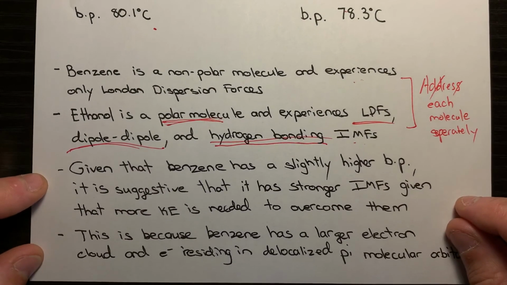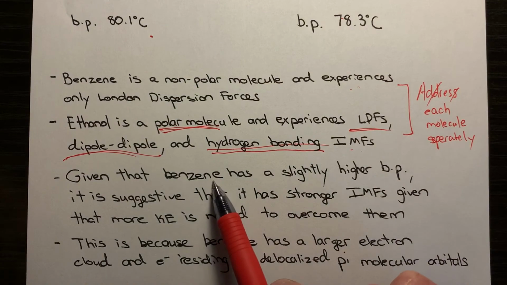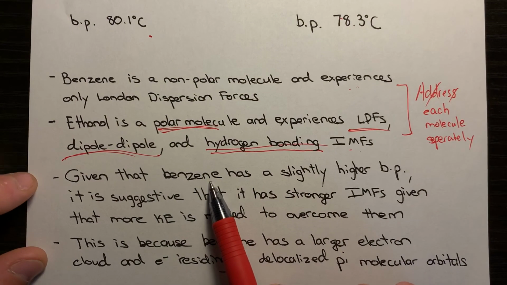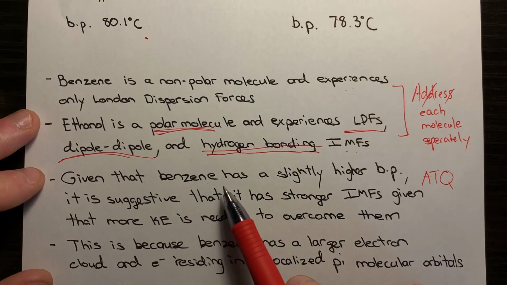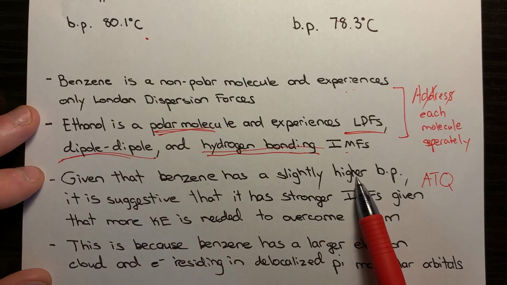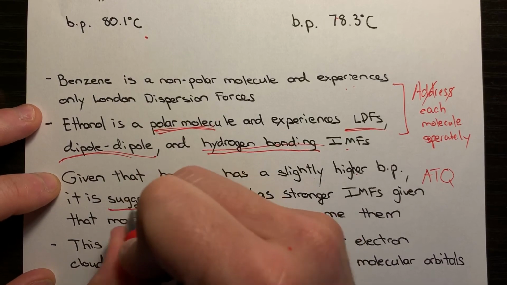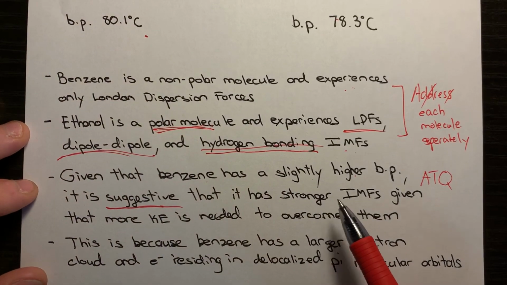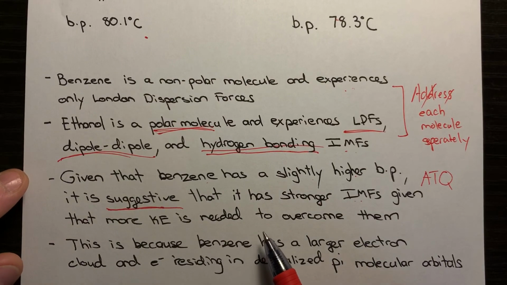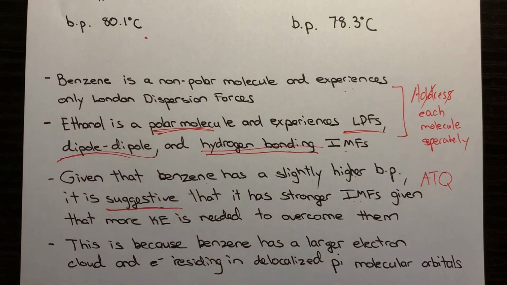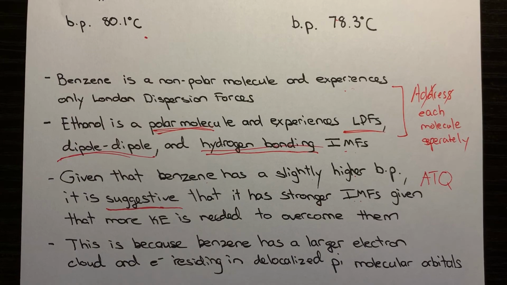So, given that benzene, so this is my answer, right? This is me actually answering the question, that ATQ part here. Given that benzene has a slightly higher boiling point, it is suggestive, and we'll come back to this word, that it has stronger IMFs, given that more kinetic energy is needed to overcome them, right? As we transition from the liquid to the gaseous state, okay? So that's my answer, right? Slightly higher boiling point, that's the why I believe it has stronger IMFs.